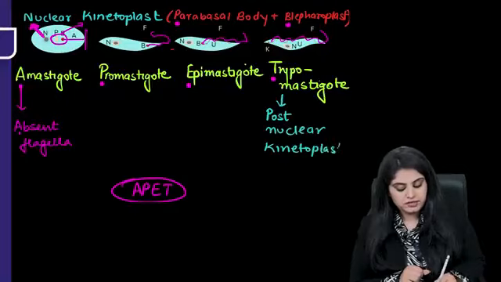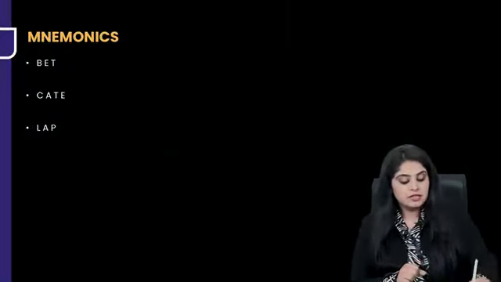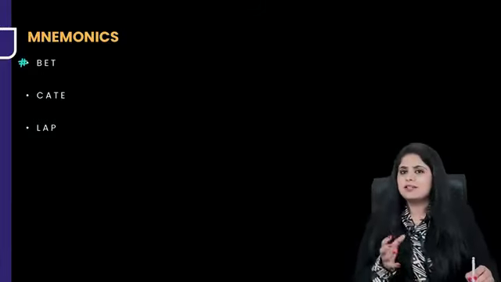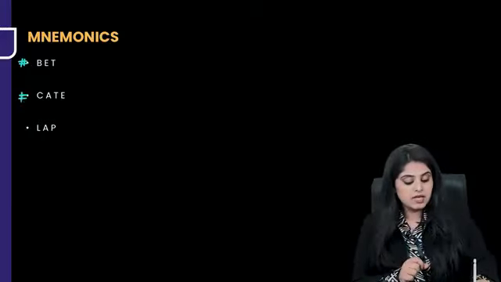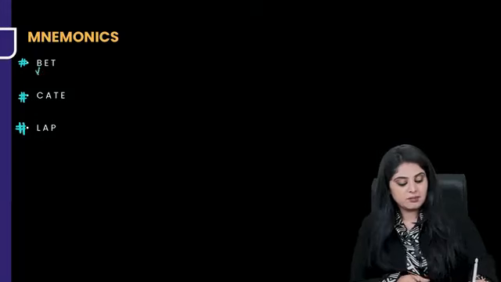Now let's go forward and see that out of leishmania and trypanosoma, who shows which of these forms. So there is a bet that I'm telling you. Cats are very frisky animals, isn't it? So I'm giving you a bet. Bet that you cannot keep the cat on your lap. The cat is going to run away. So I'm giving a bet. What does that bet mean?